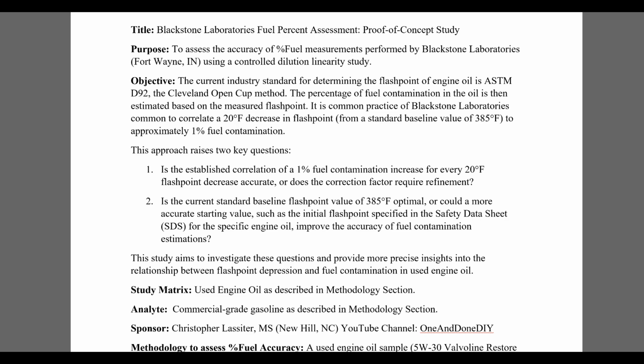And we'll talk about what that is in a minute. So basically the objective was that we wanted to see, when we submitted oil samples with known amounts of fuel in them, that were subjected to the Cleveland Open Cup method at Blackstone Labs, how much fuel percentage they were going to derive. Because basically Blackstone Laboratory's common practice is to say every 20% decrease of flashpoint correlates to approximately 1% of fuel contamination. Now, there's one caveat right there when you're talking about Cleveland Open Cup.